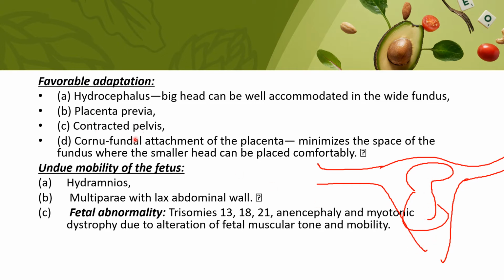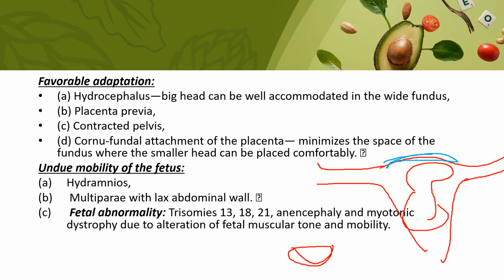Then contracted pelvis. Contracted pelvis means the pelvis is very small in structure. With this small pelvis, the head cannot engage. The next one is cornofundal attachment of the placenta. Cornofundal attachment of the placenta minimizes the space of the fundus where the smaller head can be placed comfortably. This is the fundus. Okay, what is meant by cornofundus? This region is the fundus.